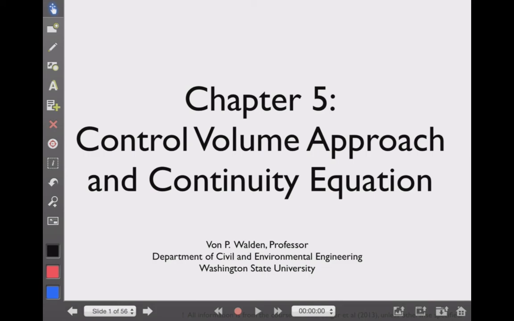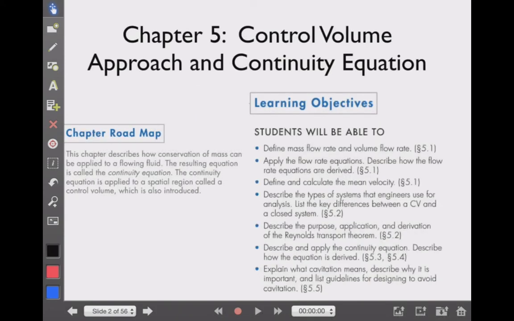We're back with Chapter 5, Control Volume Approach and Continuity Equation. I'm going to remind you here of what we're doing, our learning objectives. This is Section 5.2. So we will be talking about these sections here, these topics.